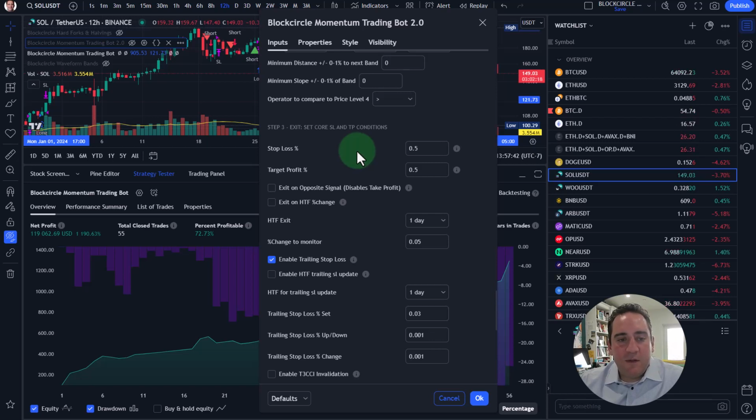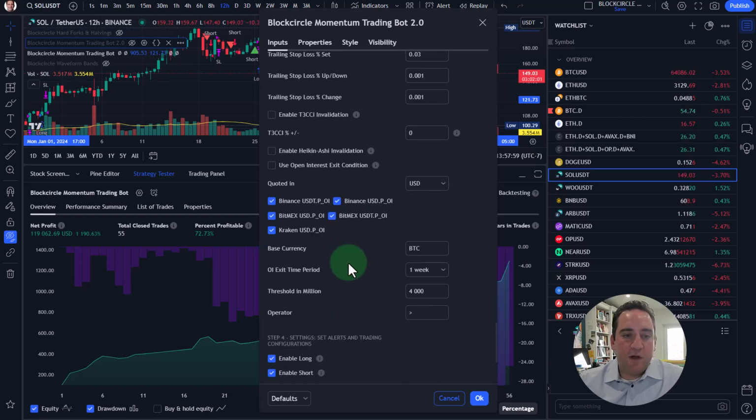A stop loss can be triggered. Target profit can be triggered. You can exit on an opposite signal. So if you're in an open long and you want to close that open long, if there's an incoming short, then you would do that. You can do higher time frames for trailing stop losses. And you can also look at other momentum invalidation criteria.